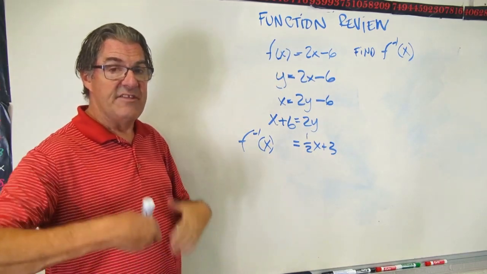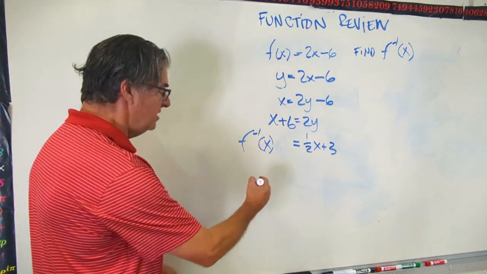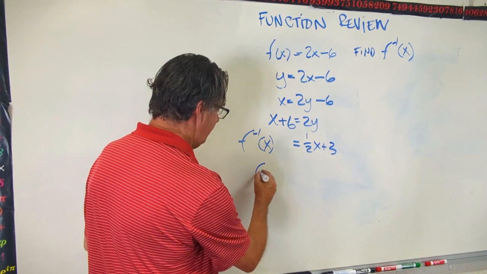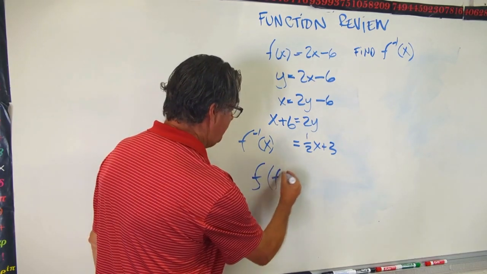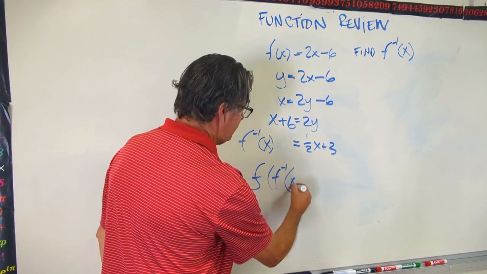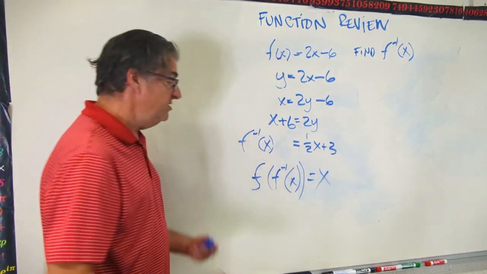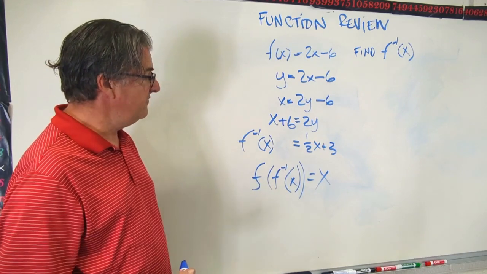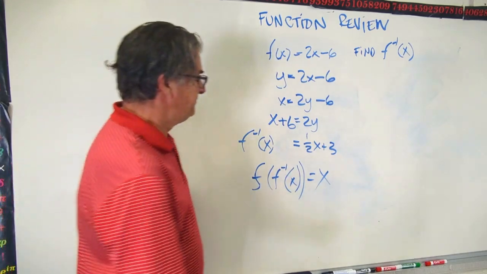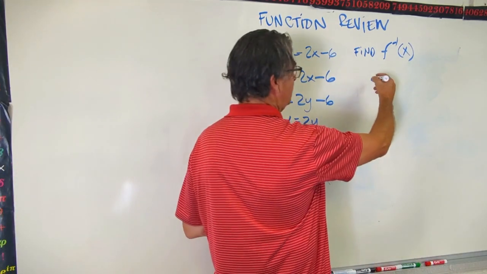And if you do that, that's using the composite function. So what you would do is f of f inverse of x. And if that ends up equaling x, then you know you have a correct inverse function. So let's do that. I'm going to put my inverse in the middle.